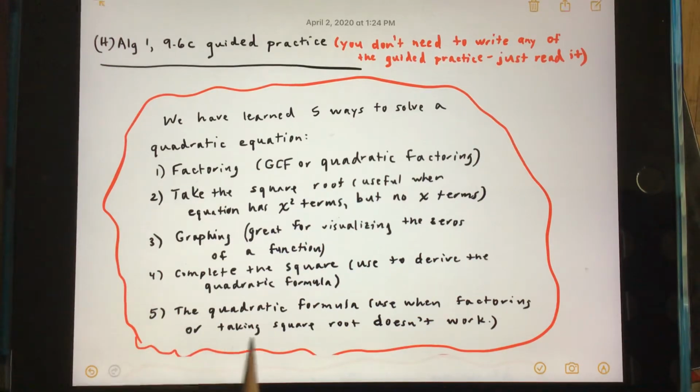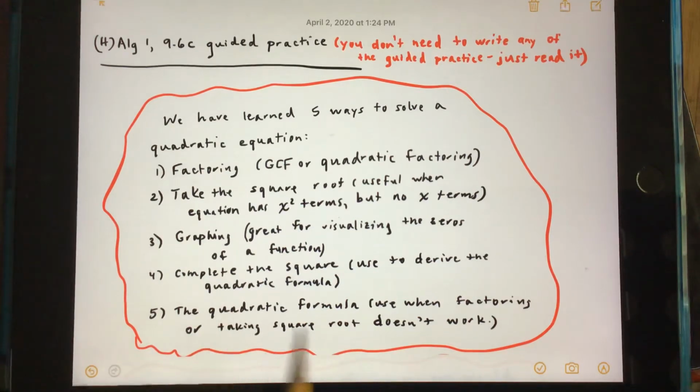And we're going to want to use that quadratic formula when factoring or taking the square root doesn't work. The next easiest method to solve a quadratic equation, if factoring or taking the square root doesn't work, is that quadratic formula. So these other 2 methods we don't tend to use a lot unless we're specifically asked to do so or unless we have a particular purpose in why we're using them. So our 2 easy methods of solving quadratic equations are factoring and taking the square root. And when those easy methods don't work, we generally jump down to using the quadratic formula.